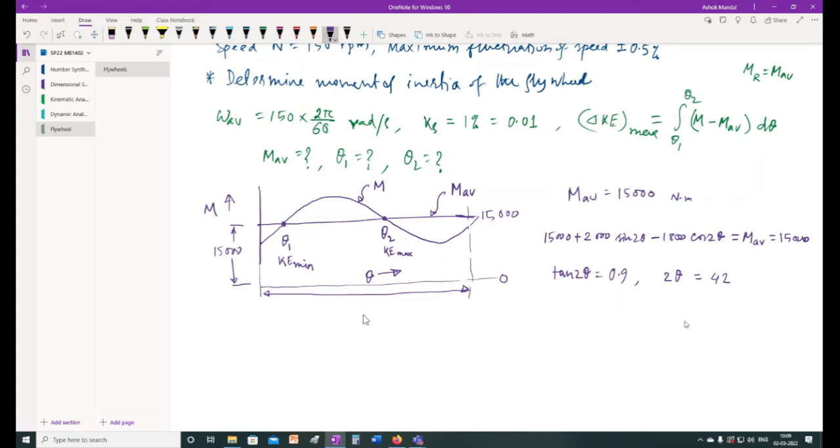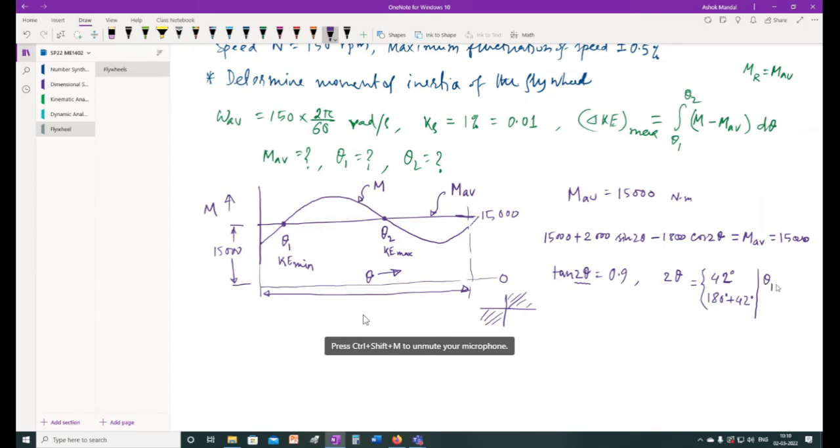Approximately 42 degrees. Tan of 2 theta is positive here in the first quadrant. Also it is positive in the third quadrant, right? So you got this value 42 degrees, which is in the first quadrant, but it has another solution, and that solution is 180 degrees plus 42 degrees. Is it not? Yes, sir. So from these two values, one of them is related to theta 1, and that theta 1 is 42 by 2, that means 21 degrees.